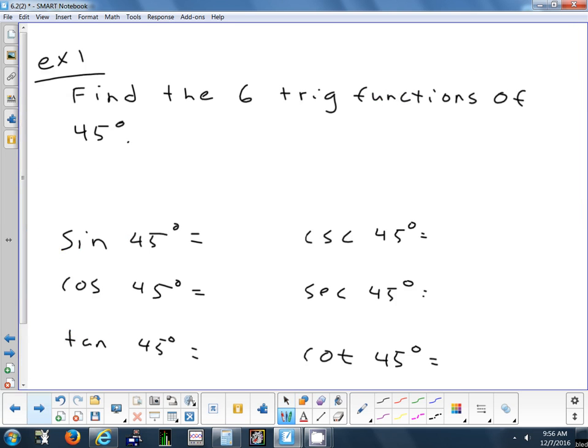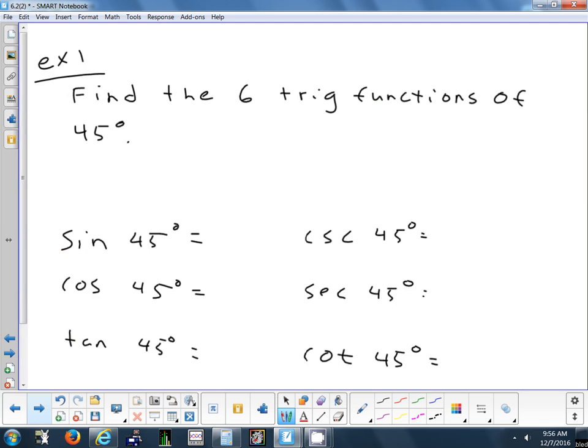All right, so let's see if we can find the 6 trig functions of 45, and then we'll do one of the 30 and 60s, and then we'll try some angles in other quadrants. For the first couple, I'll do all 6, but then eventually I'm just going to start doing the first 3. Okay?